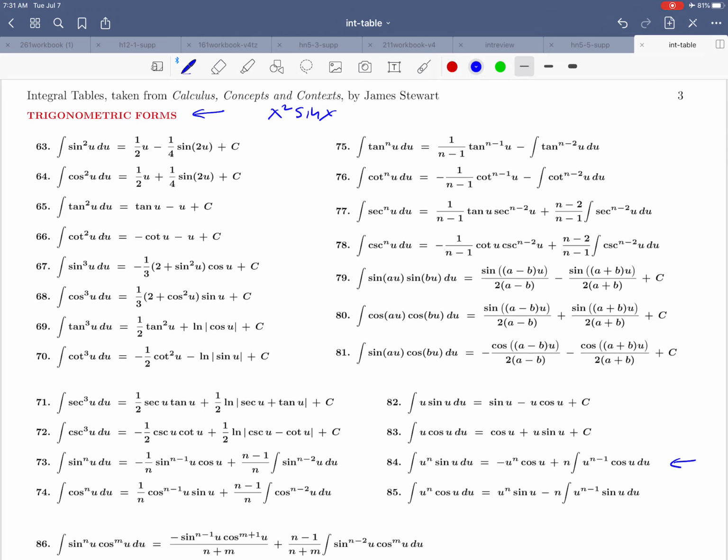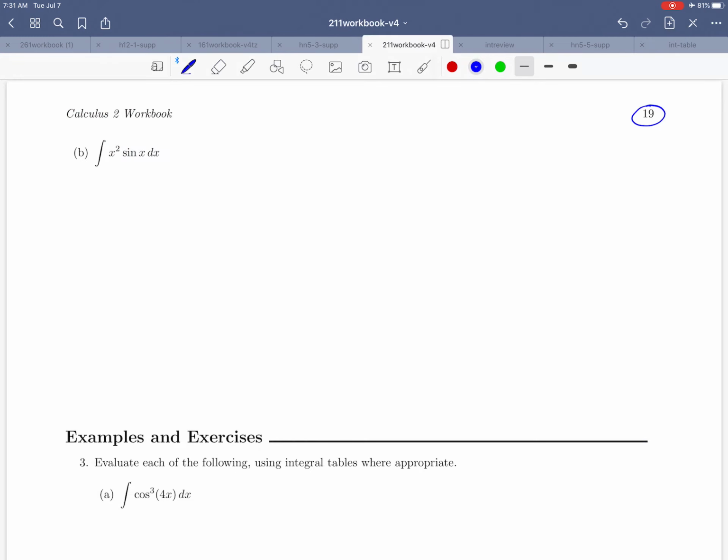Notice that if we use formula 84 with n equals 2, we get exactly what we want. U squared sine of u, that's essentially what we're integrating. And so it tells us that our antiderivative is going to look like this. So I'm going to go back to the previous page and write down that antiderivative, keeping in mind that the value of n is 2 and we're using x's instead of u's. All right, let's do that. So this is going to turn into negative x squared cosine of x plus 2 times the integral of x cosine of x dx.